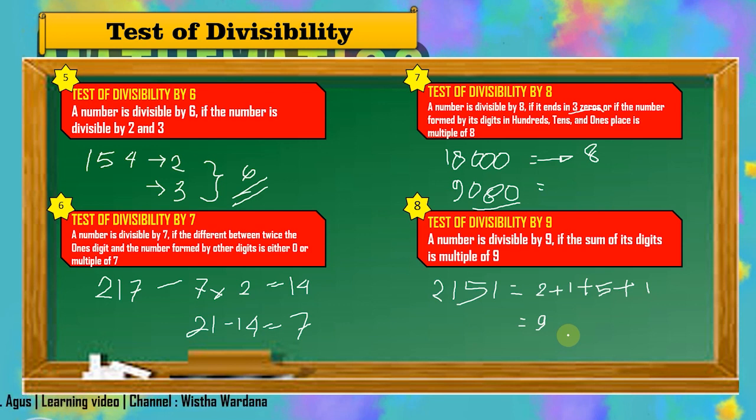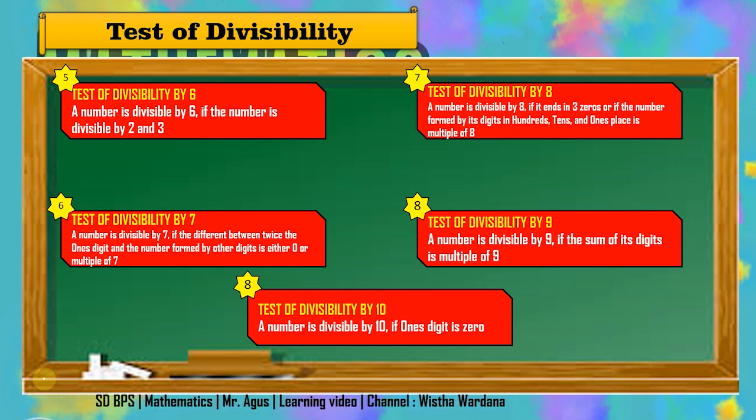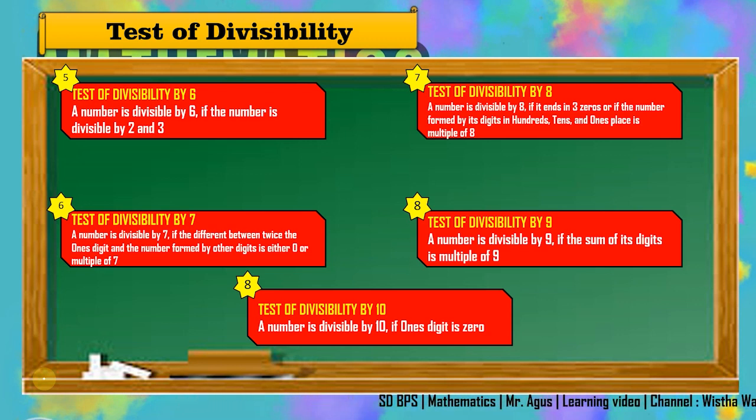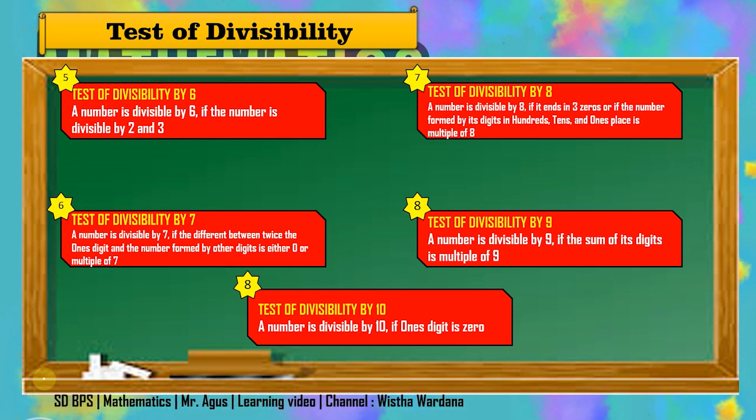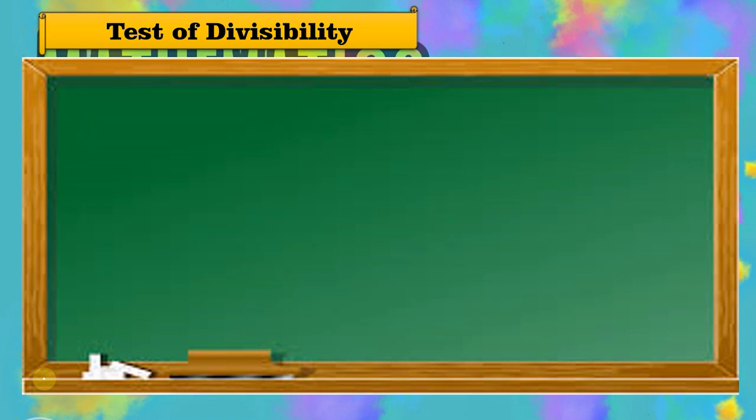I hope you understand all of this, and let's move to the next one. This is the easiest in this topic. Test of divisibility by 10. A number is divisible by 10 if its ones digit, or the last digit, is 0. I think you don't need an example for the test of divisibility by 10. You can find an example by yourself. Let's move to the next slide.